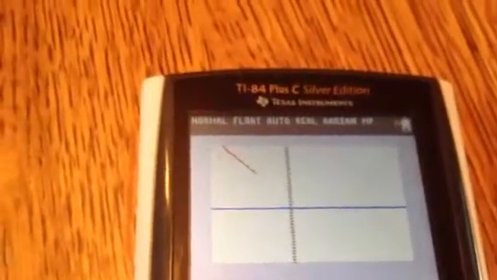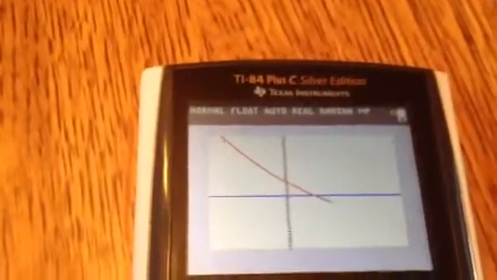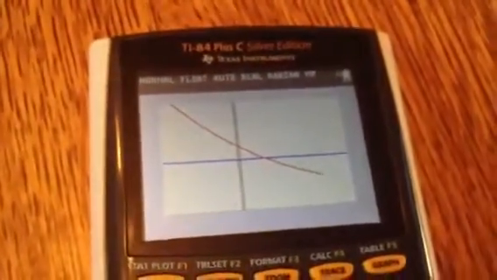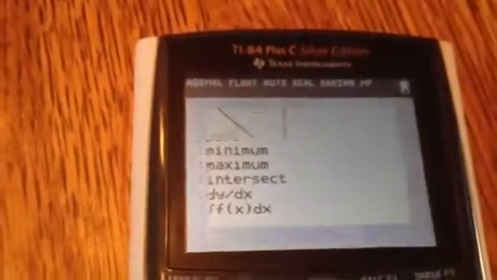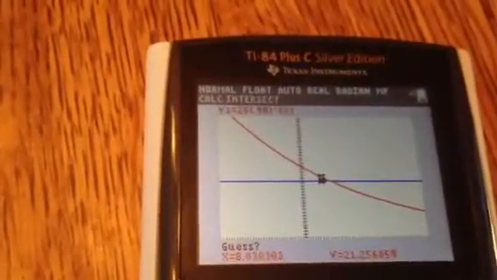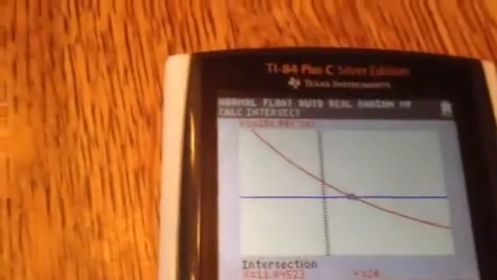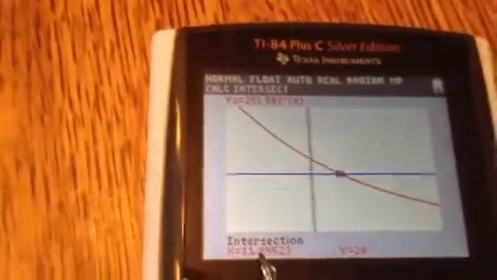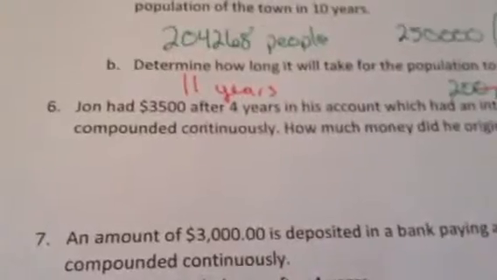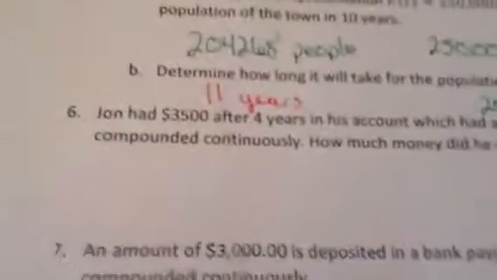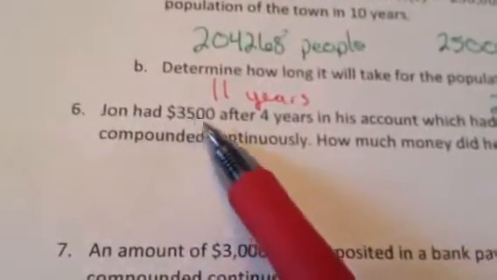All right, so we should be able to see where they meet. And hopefully you know the drill at this point. Second trace for calc, option 5, enter 3 times. So we get about 11 years. And so this one, I'm just going to put 11. I'm not going to put the decimal. So about 11 years.